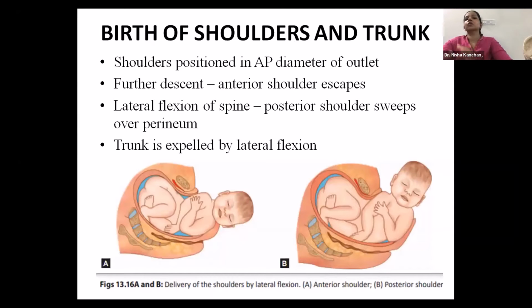So, birth of shoulders. Now shoulders are in the AP diameter and the anterior shoulder is delivered first. The anterior shoulder escapes first, followed by the posterior shoulder, and then there is lateral flexion of the spine of the baby, and the rest of the trunk is delivered. So this is the normal mechanism of labor, which you should know. Next slide.